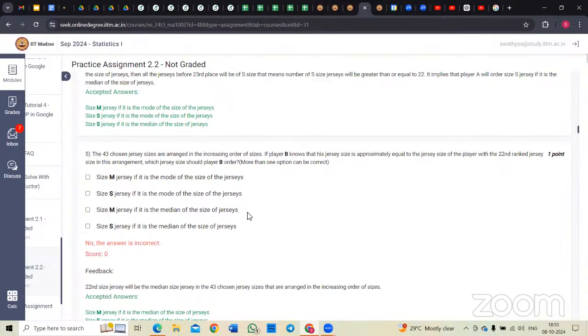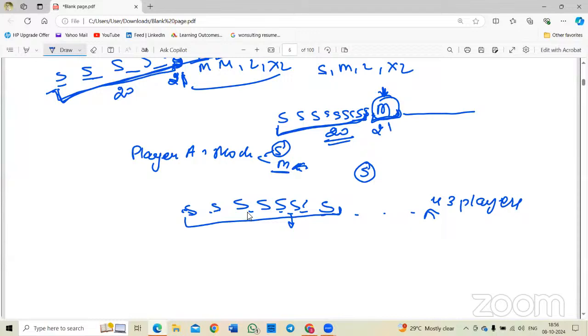Okay. The fifth question. The 43 chosen jersey sizes are arranged in the increasing order of sizes. If player B knows that his jersey size is approximately equal to the jersey size of the player with 22nd rank jersey size in this arrangement, which jersey size should player B order? So in 43 chosen players, what is the median? There are 43 players here, so what will be the median here? The 22nd is the median, 22nd.